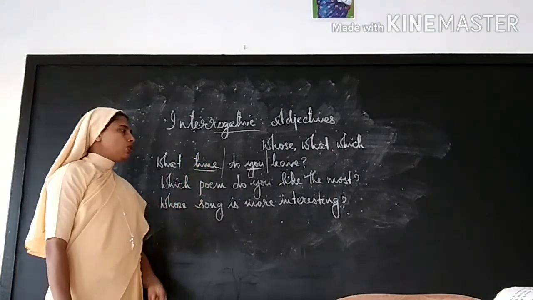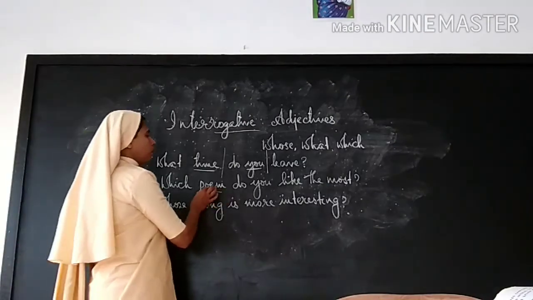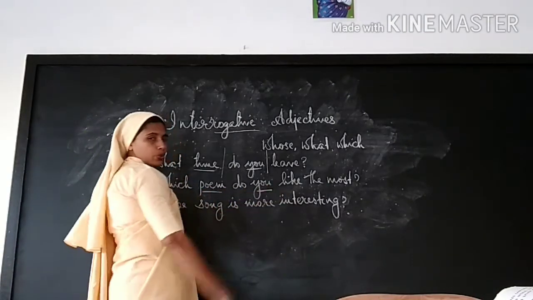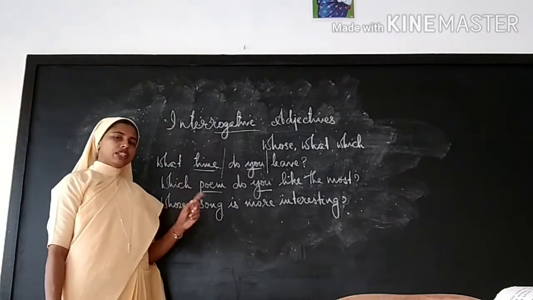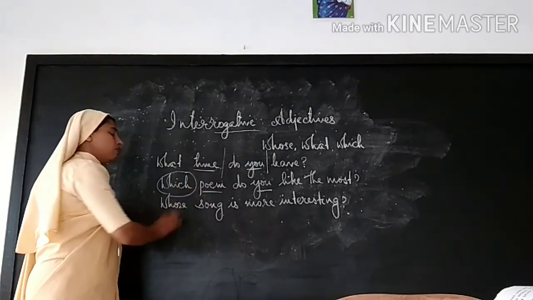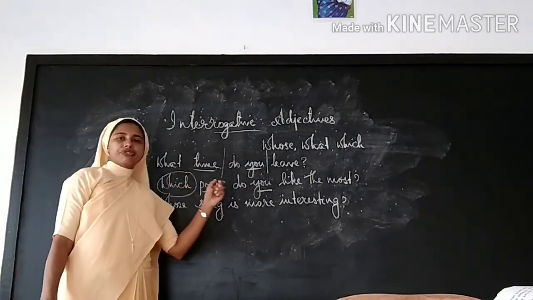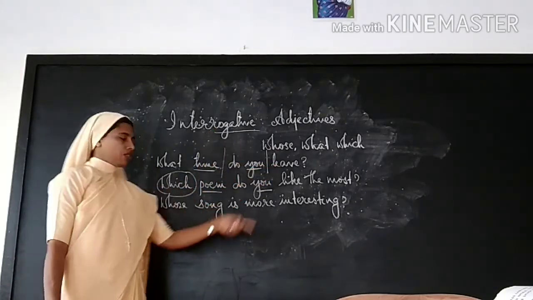Which form do you like the most? Which are the nouns or pronouns? Form and you. What's the word that is used to describe any of these nouns or pronouns? Which. Which form. Which is placed in front of the noun. That's why it's called an interrogative adjective.